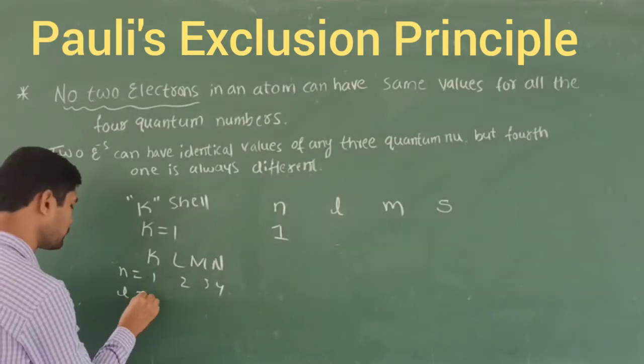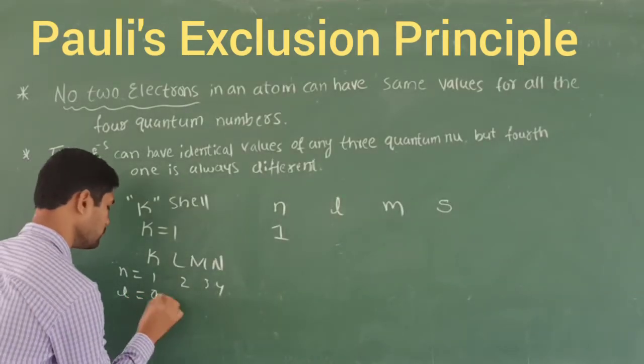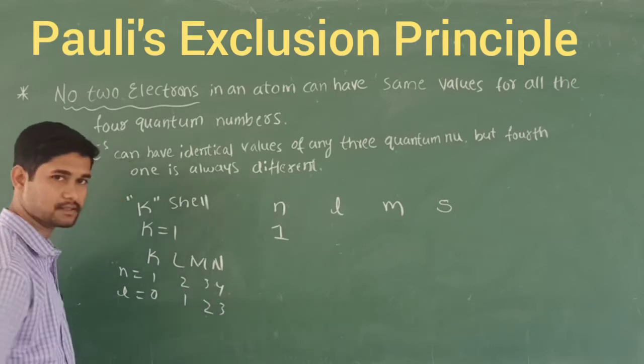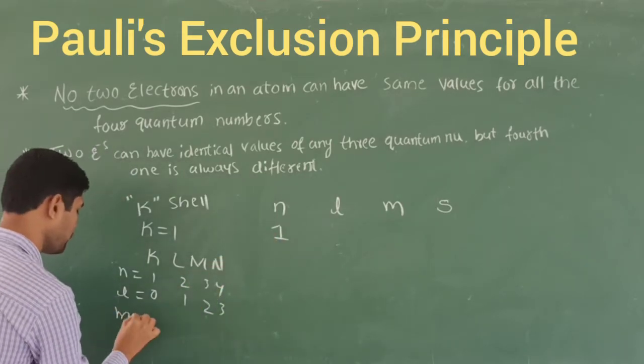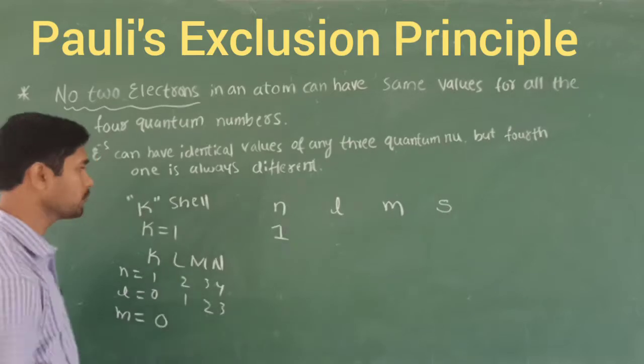What about the azimuthal quantum number? These values start from 0: 0, 1, 2, 3, like this. What about the magnetic quantum number? The magnetic quantum number starts from 0 like this, and it will move on.